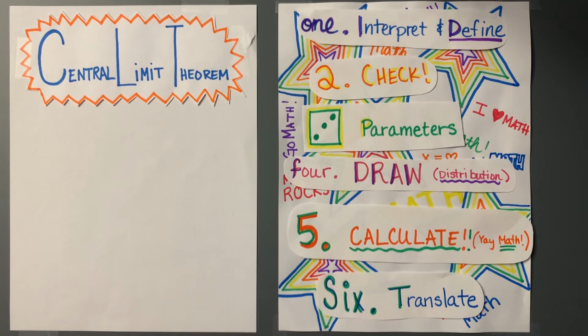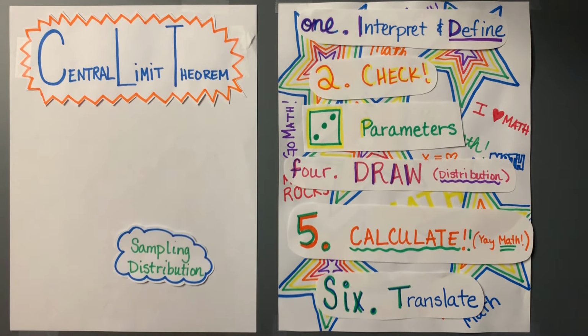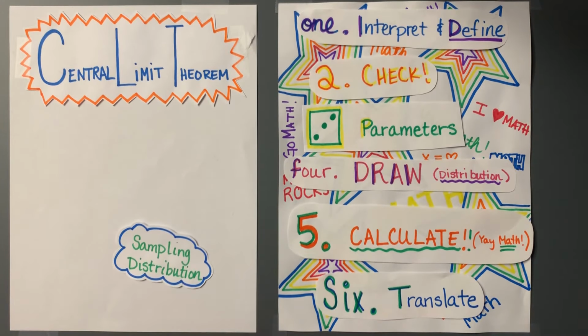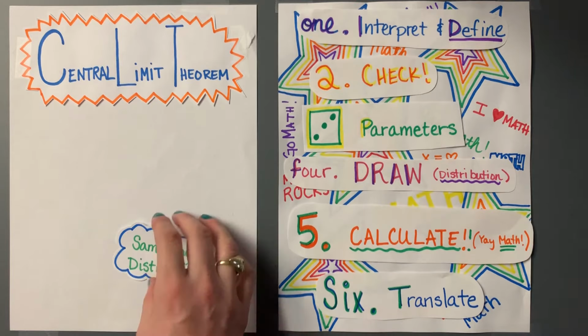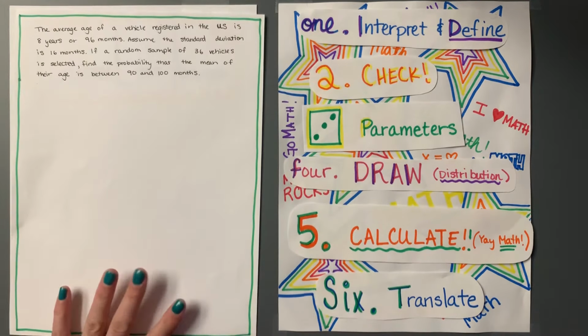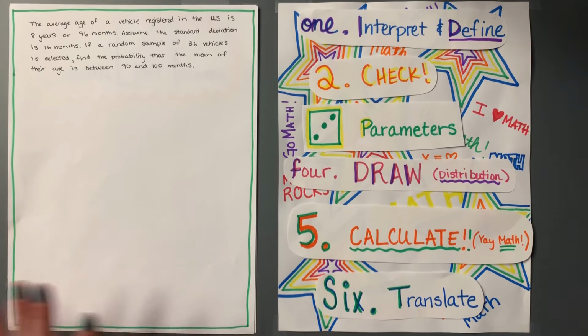Hi, welcome back. In this video, we are going to be looking at solving problems using the central limit theorem. So we are going to be looking at sampling distributions. Even though we're using a sampling distribution, we are still going to use the same 6-step process that we have been using to solve problems using the normal distribution. So here's our first example.